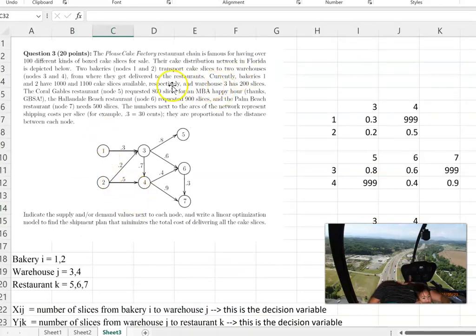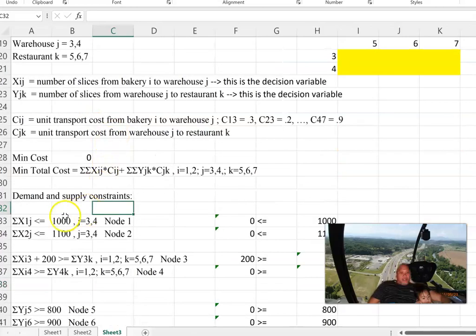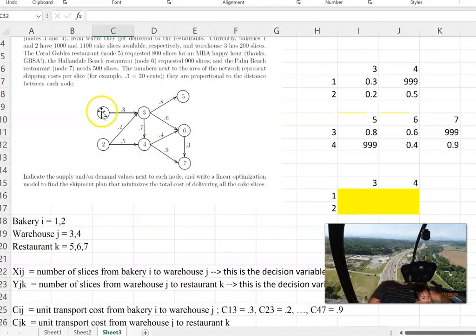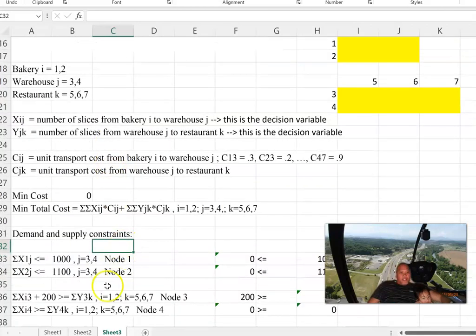Okay, so let's put the constraint first. According to this problem, 1 and 2 have 1,000 and 1,100 available units. So that means that what goes out of 1 and 2 must be 1,000 and 1,100 respectively. So these are those constraints in here, right? X1J, J goes from 3 to 4. From 1 going to J, and then from 2 going to J, where J is 3 and 4.